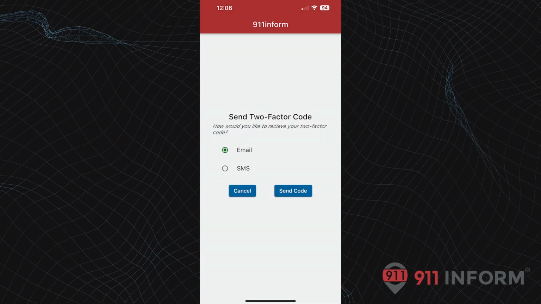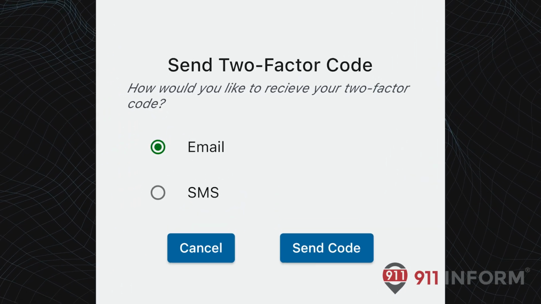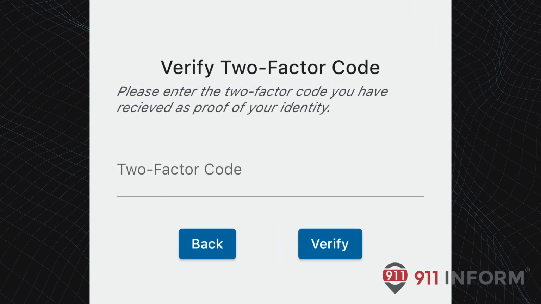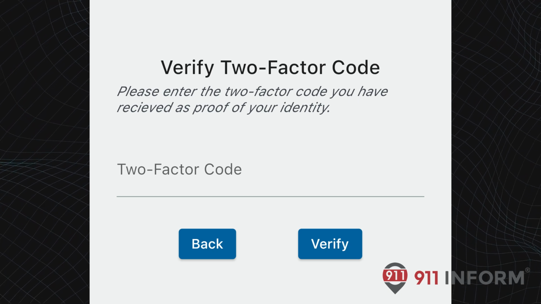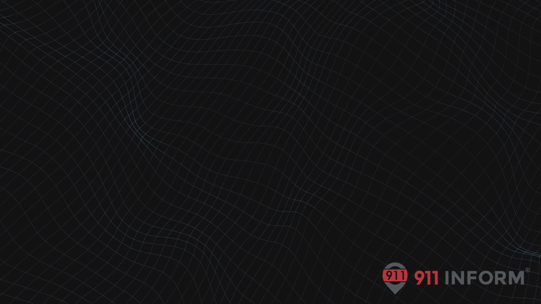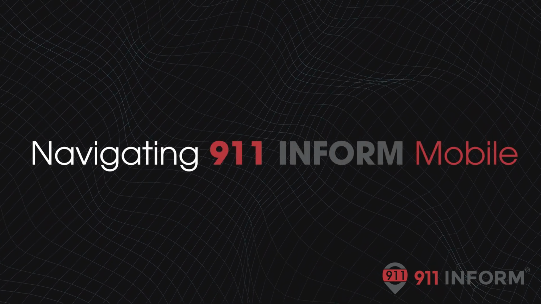If you have two-factor authentication enabled, choose either email or SMS for your code to be sent to. Once you have entered the authentication code and logged in, you will be prompted to enable location services on the 911inform app. Next, we're going to discuss navigating the app.